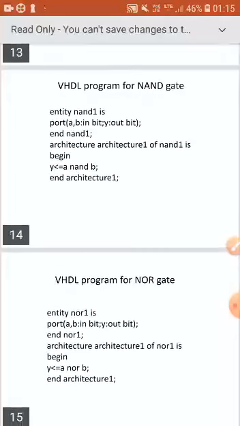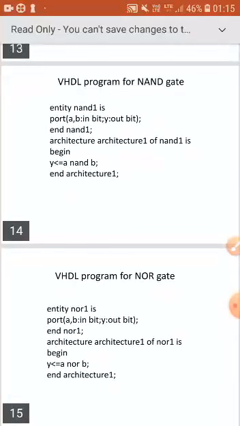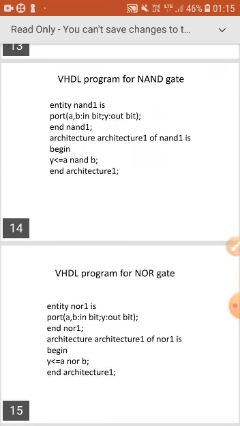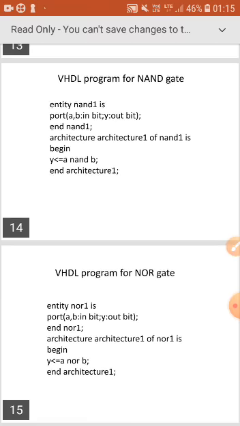Next we will see the VHDL program for the NAND gate. First, entity, then the entity name. In this program NAND1 is the entity name, so entity NAND1 is. Next I am declaring the input and output ports. Here also I am taking a two-input NAND gate, so port A comma B colon in bit. A and B are inputs.